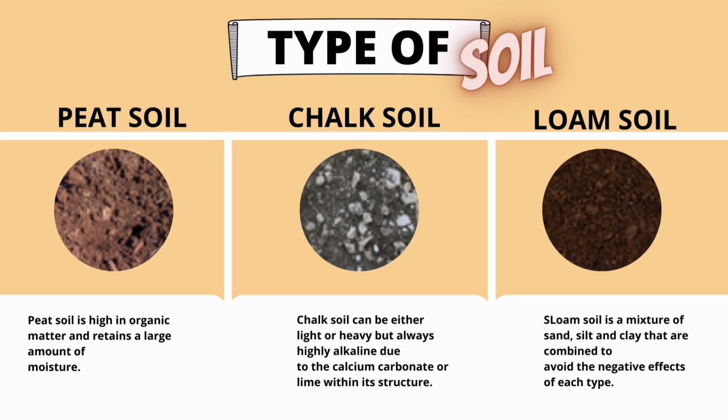Last but not least is loam soil. Loam soil is a mixture of sand, silt, and clay that are combined to avoid the negative effects of each type. The soil is fertile, easy to work, and provides good drainage. Depending on their composition, they can be either sandy or clay loam. As the soil is a perfect balance of soil particles, it is considered to be the gardener's best friend, but still benefits from topping up with additional organic matter.